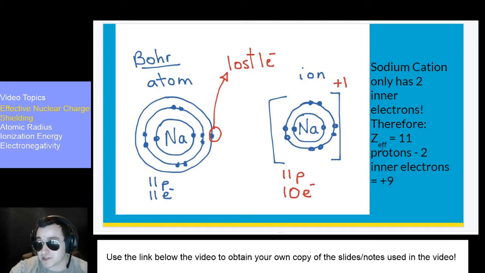That did not change. As long as I'm sodium, I'm always going to have 11 protons, minus only 2 inner electrons now. And so my effective nuclear charge becomes +9. That is a difference of 8. Sodium neutral has an effective nuclear charge of +1, but the sodium cation has an effective nuclear charge of +9.